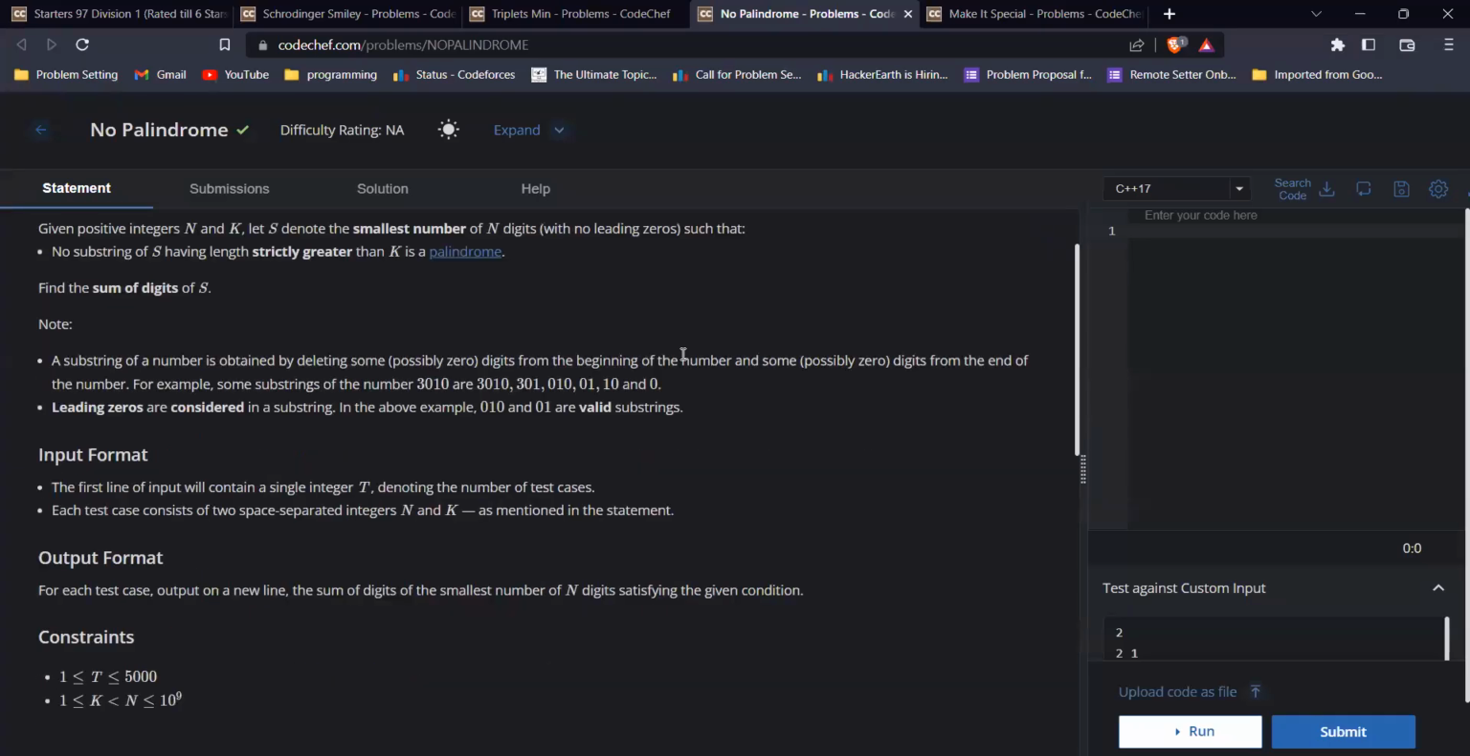So this is the third problem. In this problem, we are given two integers n and k, and let s denote the smallest number of n digits such that no substring of s having length strictly greater than k is a palindrome. How many of you were able to solve this problem during the contest?